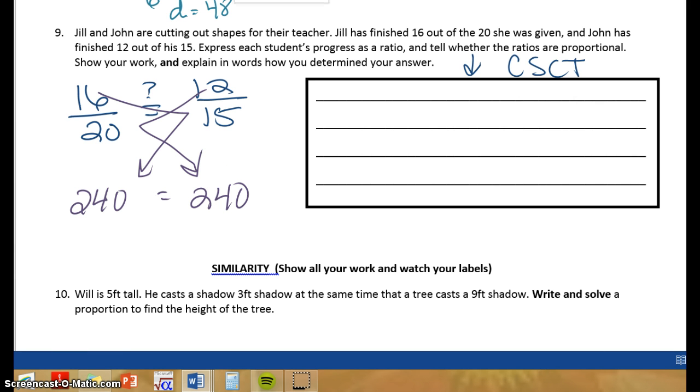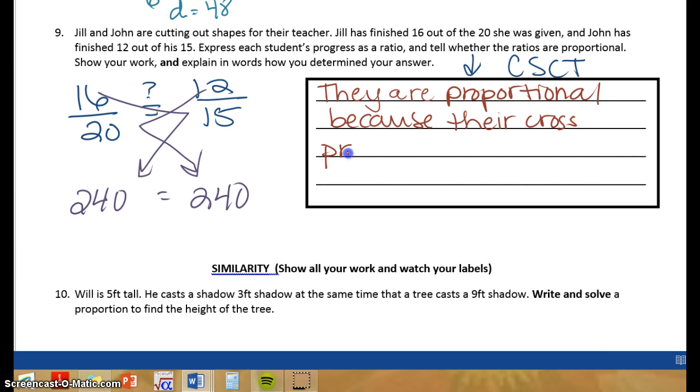So we are going to write in complete sentences and explain why. We're going to say they are proportional because their cross products are equal. And that's all we got right there. As long as you have something along those lines explaining why, then you will be fine.